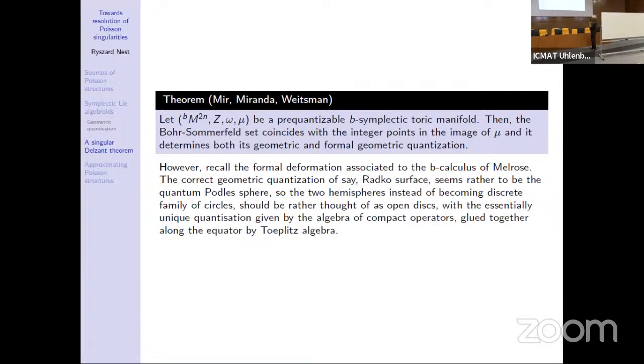Well, I just quoted this theorem, so that this previous picture is really an example of this theorem. I'm not going to read the theorem, but I wanted to say that now we start to remember Melrose's b-calculus, for example. So we have this boundary.